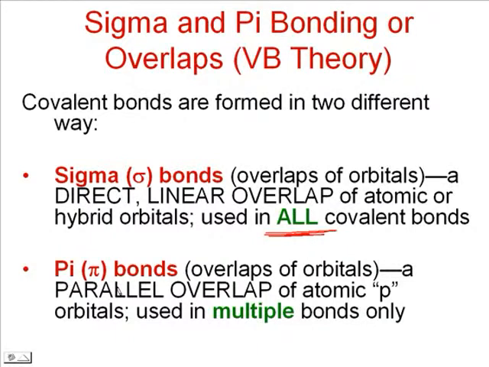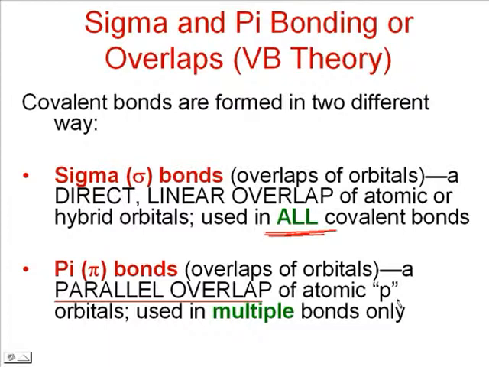The pi bonds, on the other hand, are going to form in another way. It is a parallel overlapping of p orbitals only, and that's going to be used in multiple bonds, so just for the double and the triples. Now, note that I've said that the sigma bonds are in every kind of bond, so that means that in a double bond you're actually going to have sigma and pi bonds, and in a triple bond it's the same thing. You'll have both sigma and pi bonds.